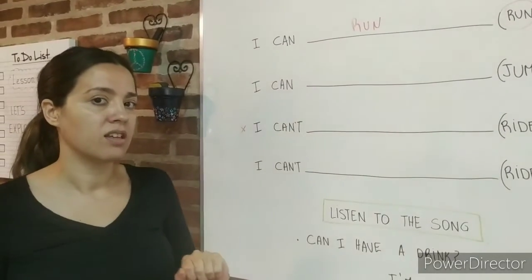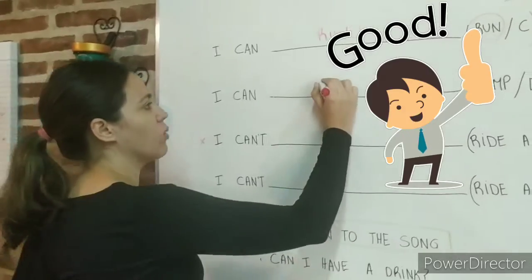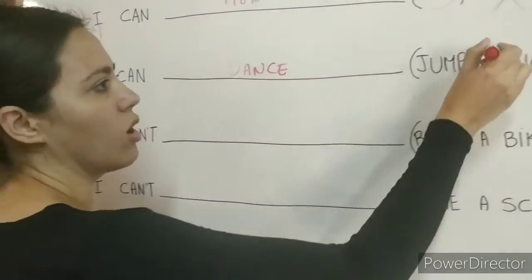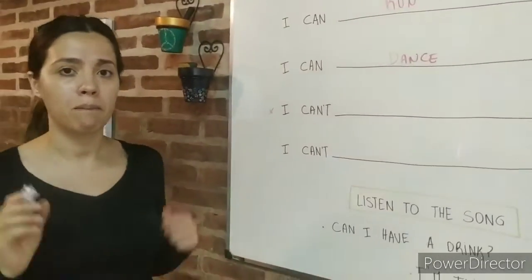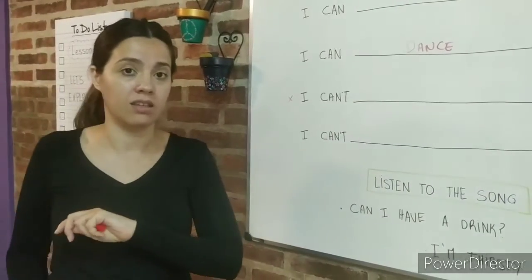¿Cómo era? ¿Ok? ¿Quiénes dijeron dance? Bueno, los que dijeron dance están en lo correcto. So, we have I can dance. You see? So, we're going to do this circle and then cross it out. Yes? Very good. So, now, here we have I can't. Yes?